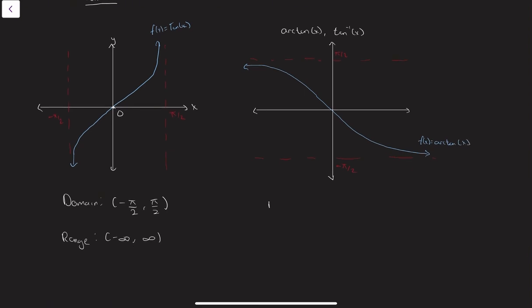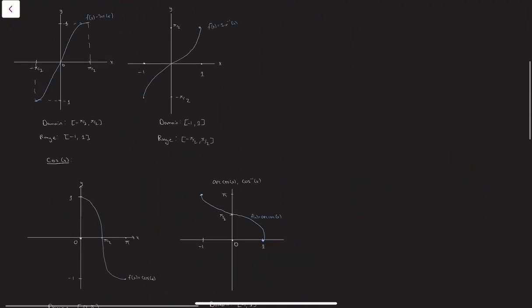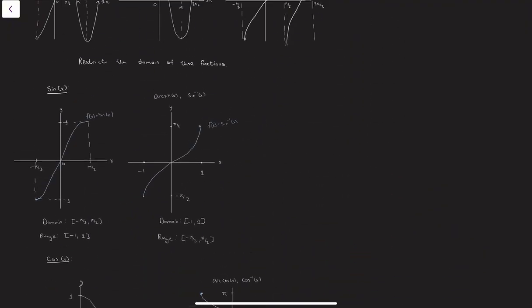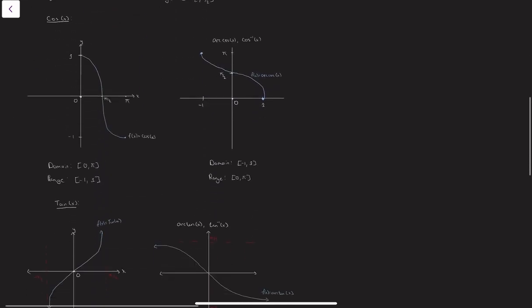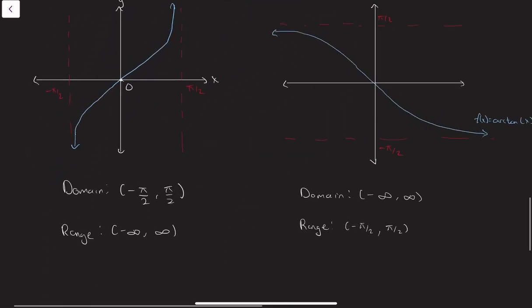And the domain and range, once again, are just flipped. So the domain goes from negative infinity to infinity, as we can see, and the range goes from negative pi over 2 to pi over 2, non-inclusive. Perfect. So again, we went over how to derive a one-to-one function version of our trigonometric functions, sine, cos, and tan, and that would just be done by restricting our domains.